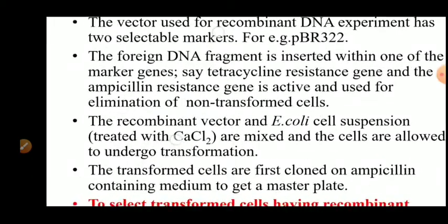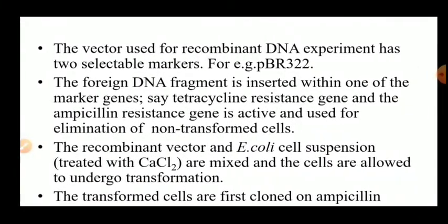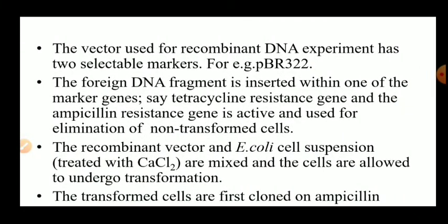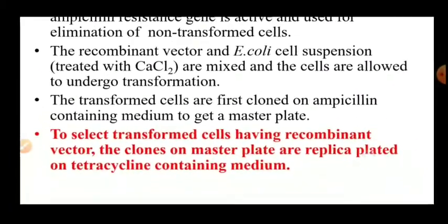Now how to do it? The vector used here for the recombinant DNA technology experiment has two selectable markers. Say for example, we have used the vector pBR322. This vector has two selectable marker genes. One is the tetracycline resistance gene and the other is the ampicillin resistance gene. That means the cell having this plasmid will be resistant to both the antibiotics, tetracycline and ampicillin. These two resistance genes are active and used for elimination of non-transformed cells.